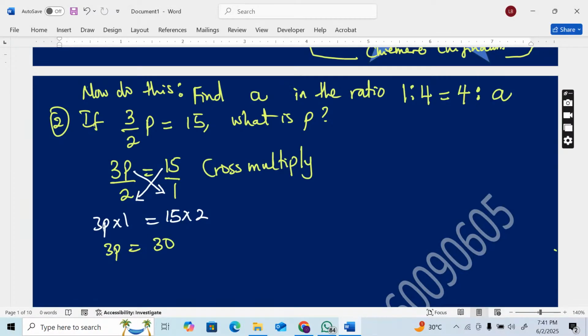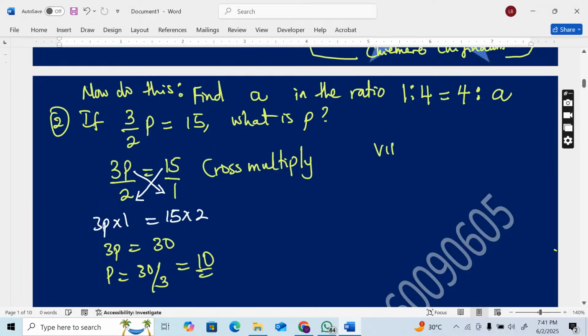So for us to get the value of p, we have to take 3 to the other side to divide 30. So p is equal to 30 over 3. 30 over 3 is equal to 10. So the answer is 10. Write it down in your exercise book.